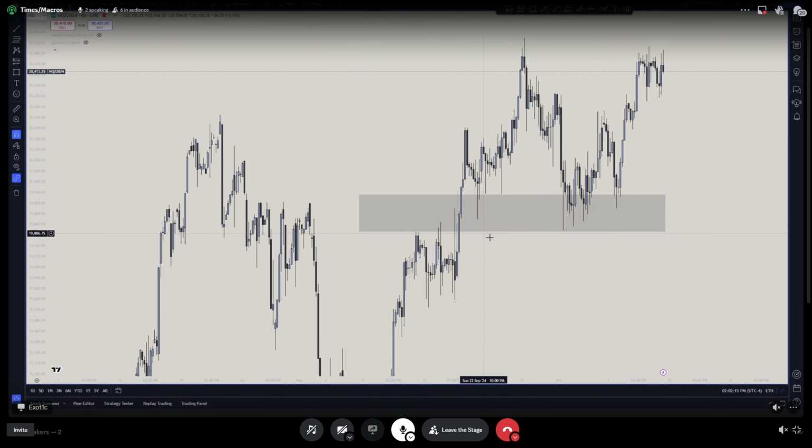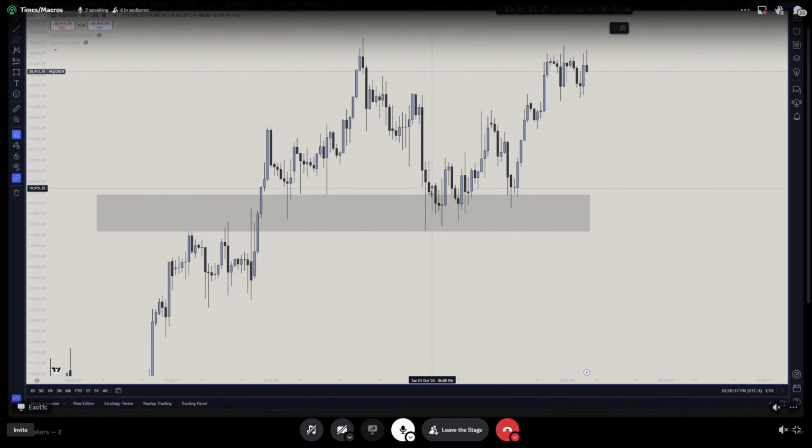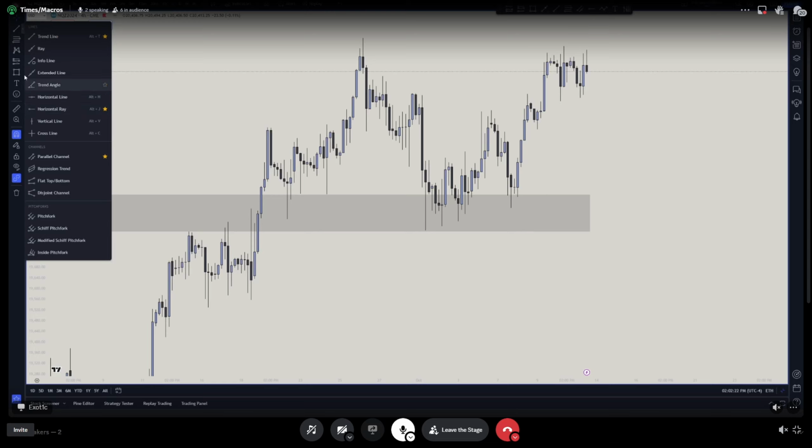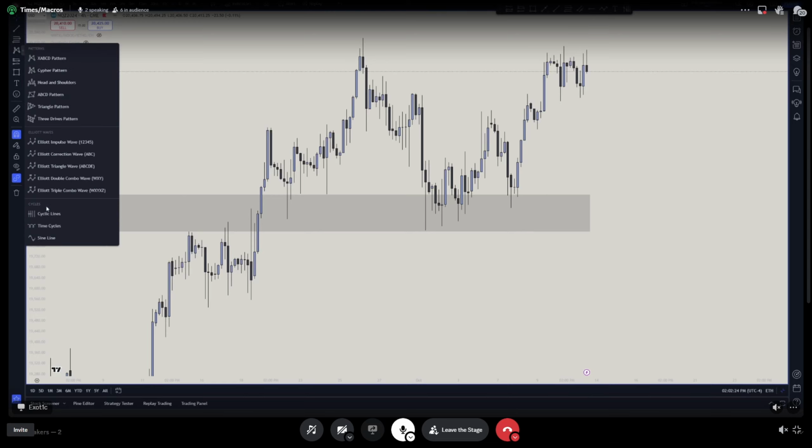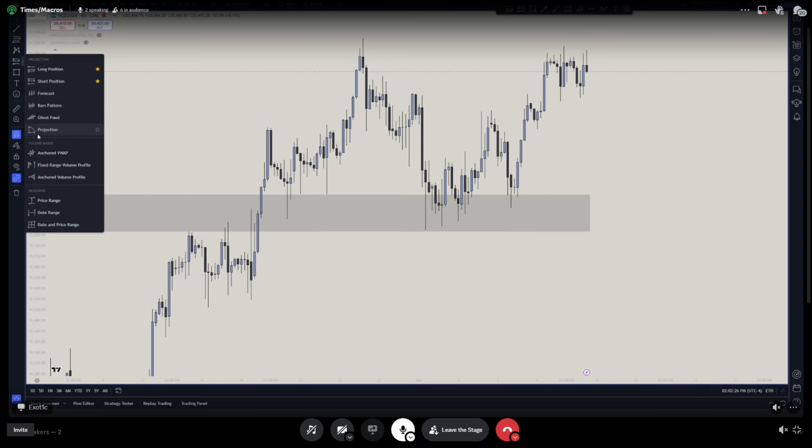You come into a weekly fair value gap here, right? For your market maker model, you're going to look for that. You're going to look for that 4 hour market maker buy model.